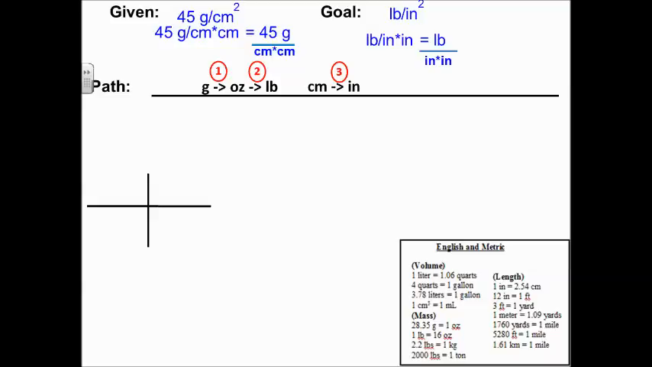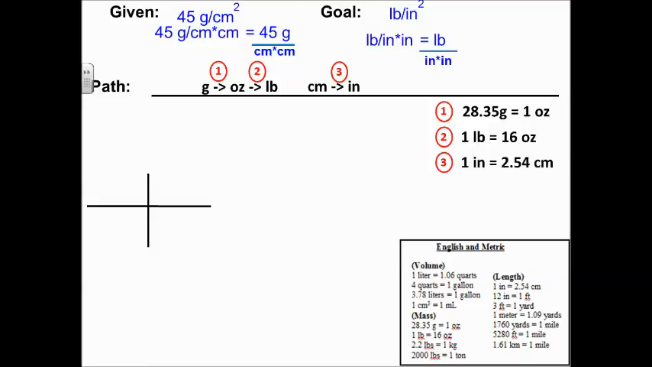So our first conversion, we need to get from grams into ounces. And we see that 28.35 grams is equal to 1 ounce. Our second conversion is ounces into pounds. So therefore we have 16 ounces is equal to 1 pound. And then last thing is we need a conversion from centimeters into inches. And we come over here and we see 1 inch is equal to 2.54 centimeters.